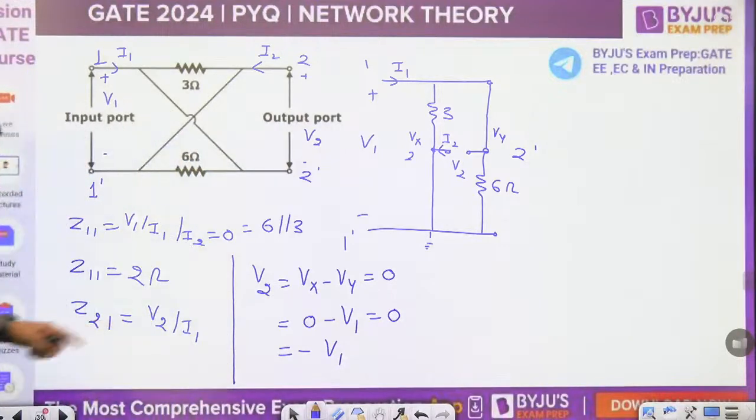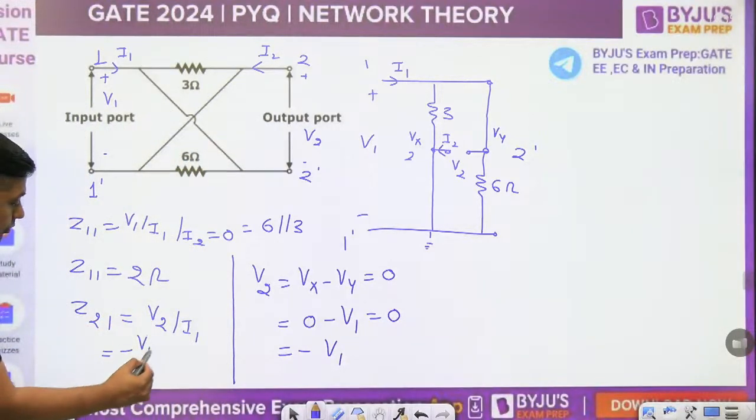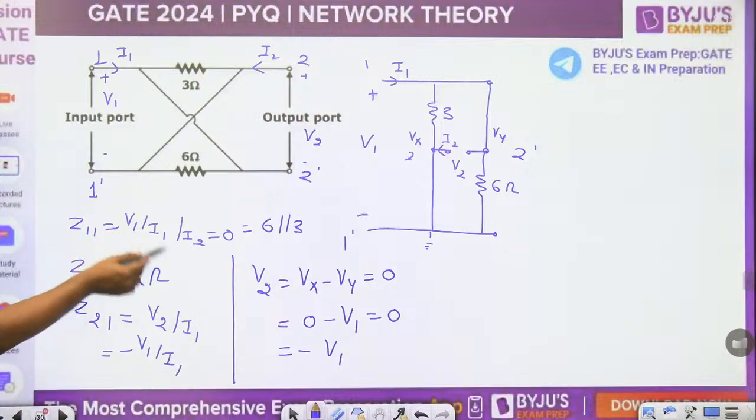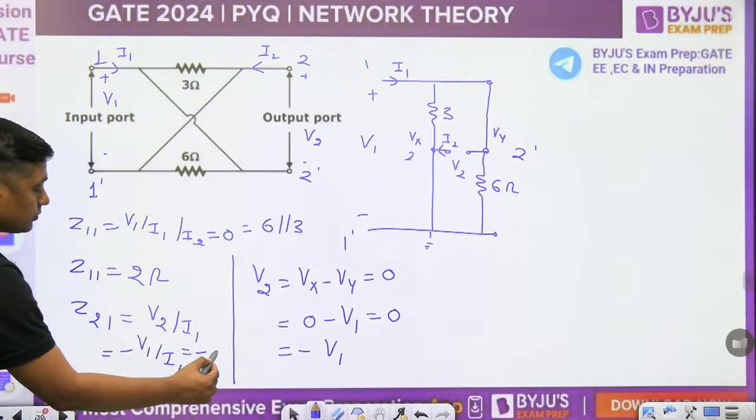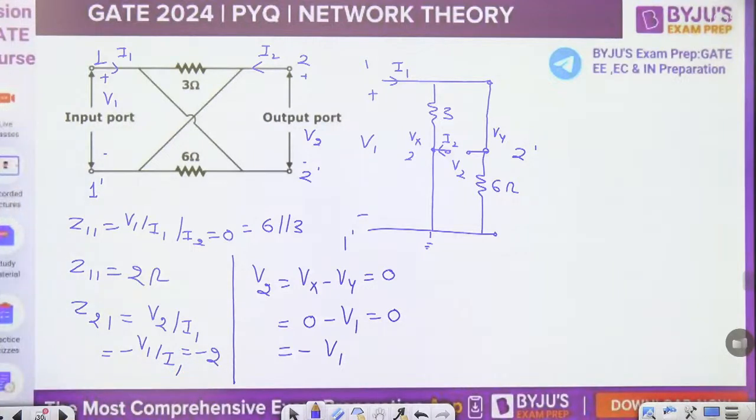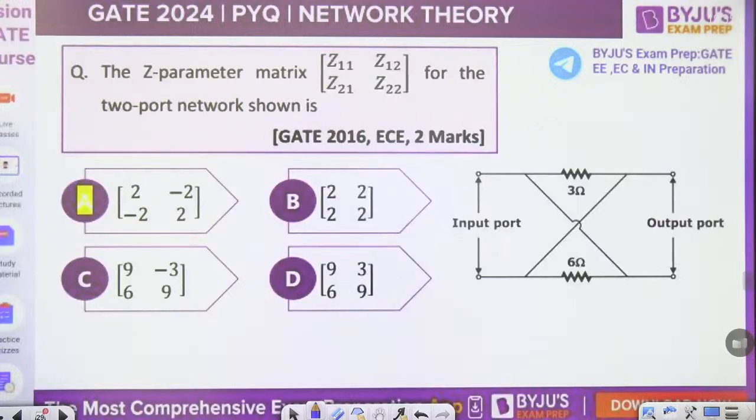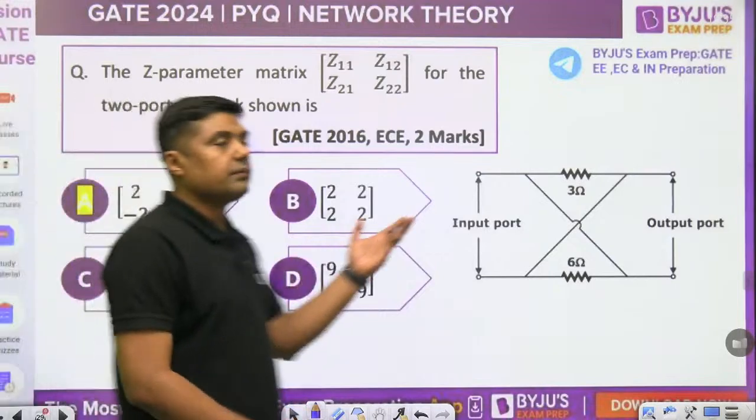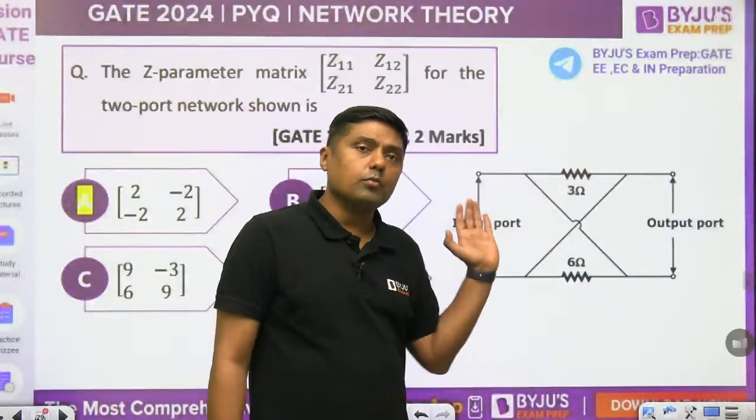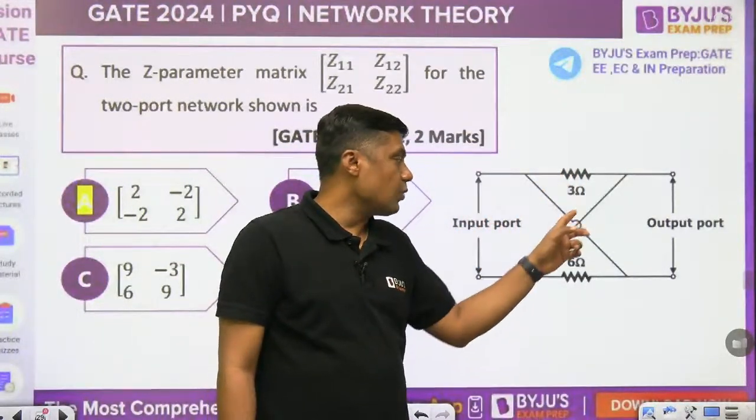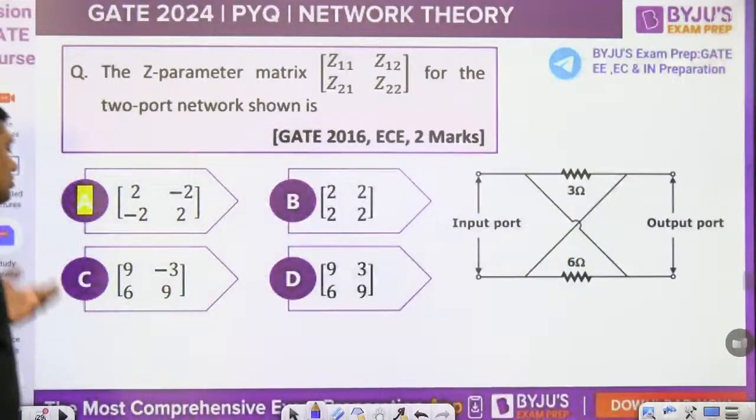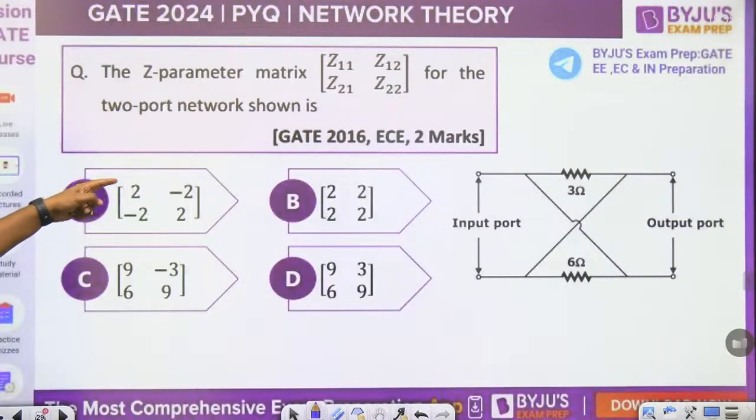So what is the V2 by I1? That is nothing but minus V1 by I1. And what is the V1 by I1? It is 2, so it will become minus 2. In this way, you will get the diagram: 2 and minus 2. It is a purely resistive network, symmetrical from both the sides, so you can find the values in a similar way. But in one option only we have the 2 and minus 2.